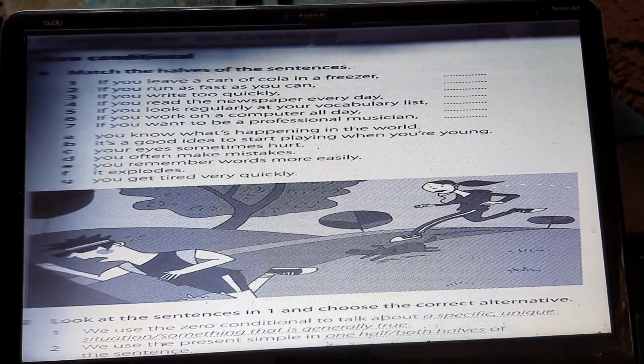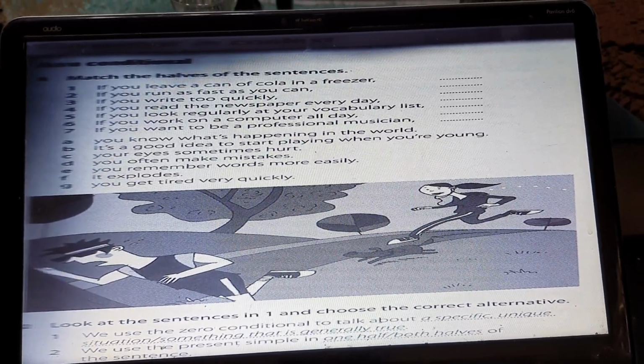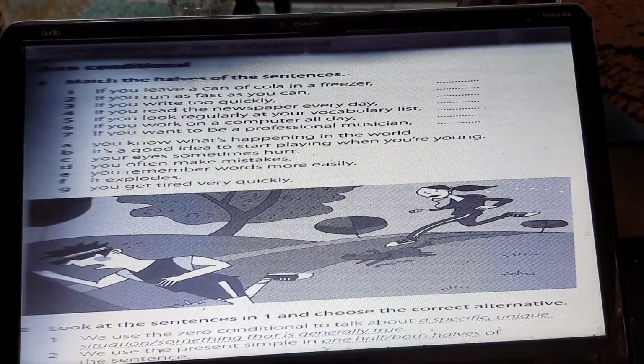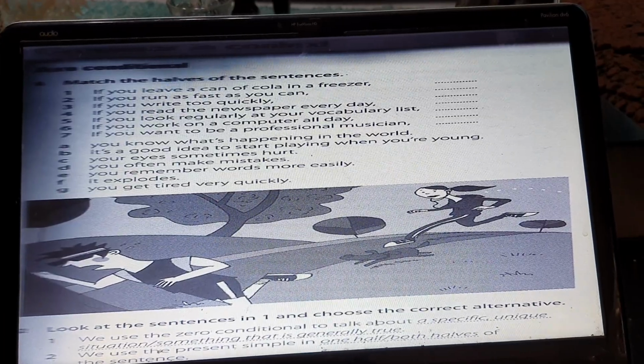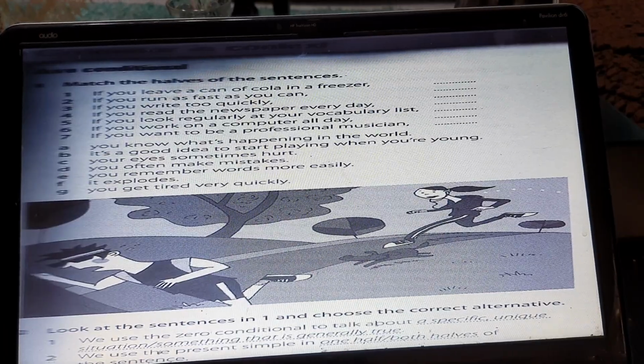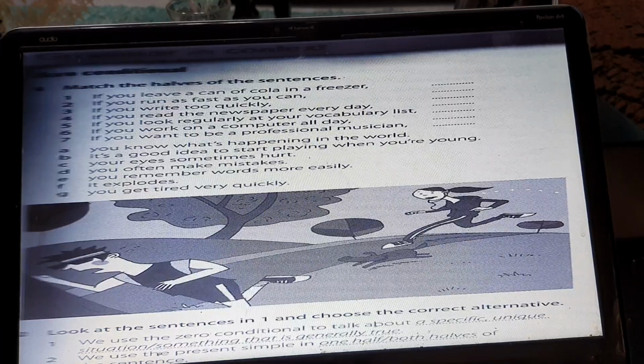Number 2. If you run as fast as you can, what will happen? It goes with G. You get tired very quickly. Number 2 goes with G. Number 3. If you write too quickly, what will happen to you? Here, D. You often make mistakes. Number 3 goes with D.